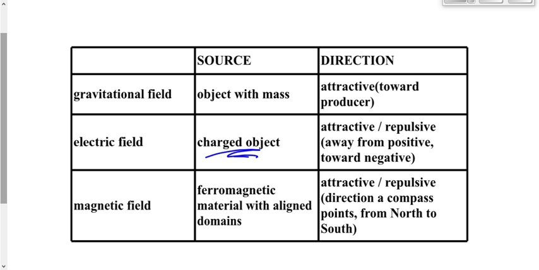And finally, the magnetic field. Do you love the way I wrote this? A ferromagnetic material with aligned domains. What's a simpler way to write what I just wrote in that cell? A magnet. A ferromagnetic material with aligned domains is a magnet, which of course can be attractive or repulsive. It's the way that a compass points, from north to south, just as an electric field is the way that a positive charge moves away from the positive toward the negative.